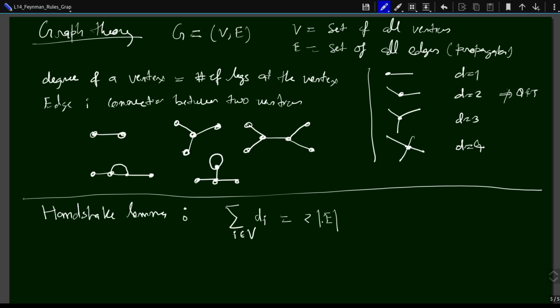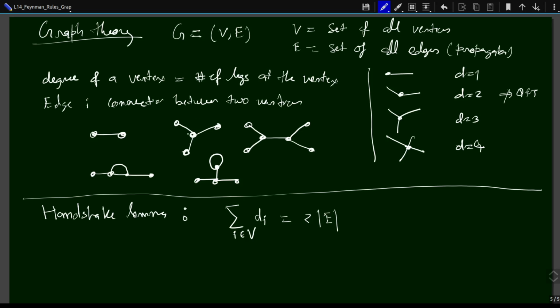You might know that if E is a set, mod E is the number of elements in that set. So this is the handshake lemma: the sum of degrees of all the vertices is equal to twice the number of edges in the graph. You can check it here. In the first diagram, degree 1 and degree 1, so 1 plus 1 is 2, and that is 2 times the one edge that I have here. Now look at the next diagram. I have degree 1 coming 3 times, so that is 3, and degree 3 coming 1 time.